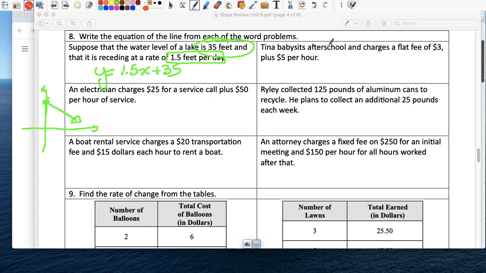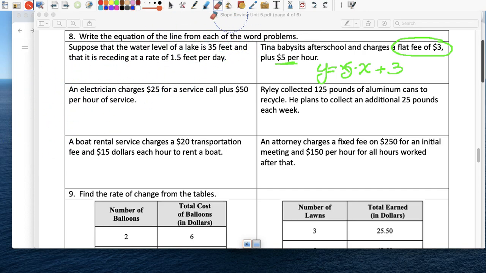This one: Tina babysits after school and charges a flat fee of $3 plus $5 an hour. Again, the $3 might be her bus fee, and then she charges $5 per hour. So $5 per hour is what's changing, what's happening every hour, and then her bus fee is $3 there.